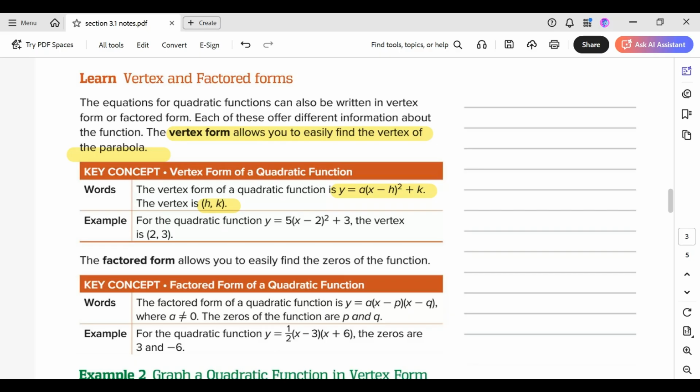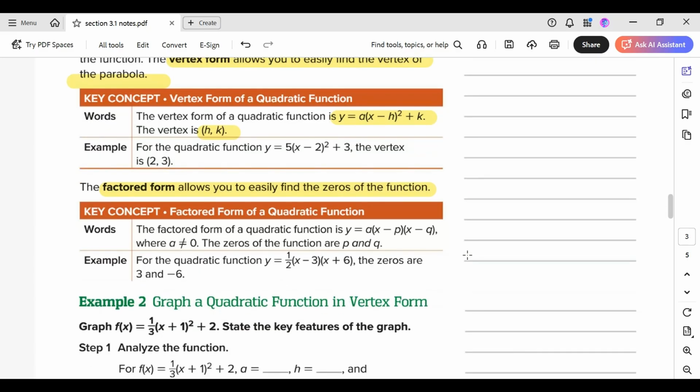The factored form, on the other hand, allows you to easily identify the zeros of functions, so where it hits the x-axis. And normally the general formula that we use for that is y equals a times parentheses x minus p parentheses x minus q. And then our p and q are our actual x-intercepts.